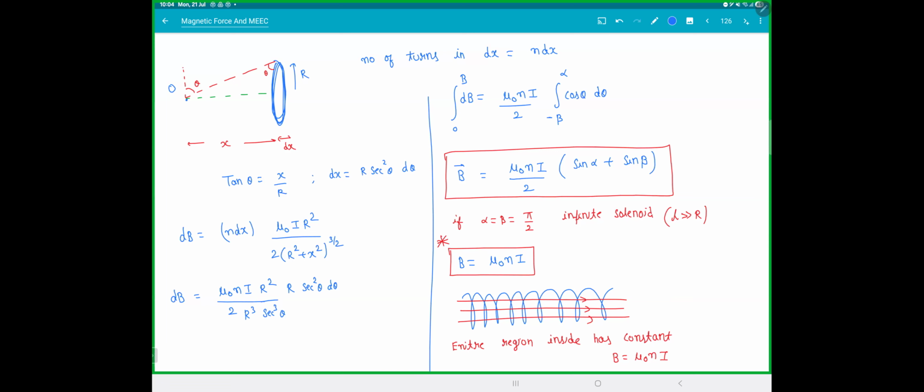Next one, any doubts on this? The main thing is still here. If you got dB, then you're done. So even though here we derived only on the axial line, for an infinite solenoid, it will be constant everywhere. We will see that.